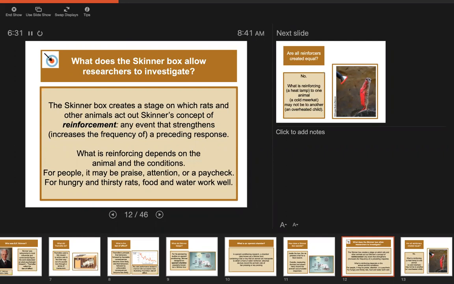What is reinforcing depends on the animals and the conditions. For people, reinforcing things may be praise, attention, or a paycheck. Now, different people are reinforced by different things. That's something we always have to keep in mind when we're thinking about these behavioral principles. For hungry and thirsty rats, food and water might work well.